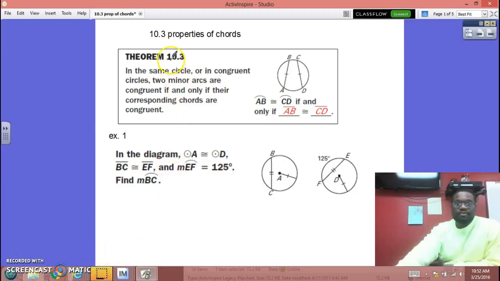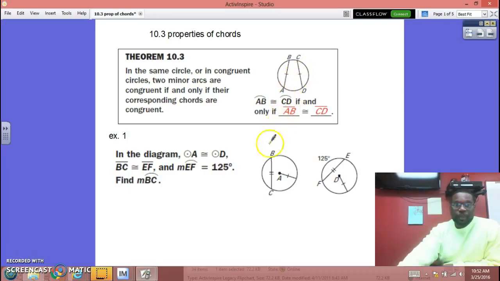Theorem 10.3 says, in the same circle or congruent circles, so this works both ways, two minor arcs are congruent if and only if their corresponding chords are congruent. So basically, arc AB is congruent to arc CD if the chords that intersect them are congruent. So it works in both directions. If the chords are congruent, then the arcs are congruent.